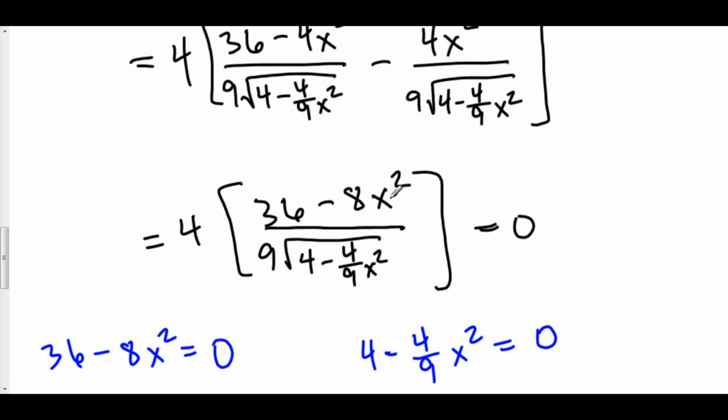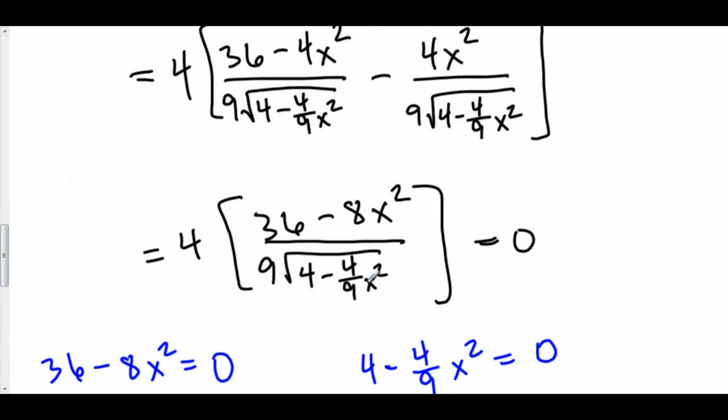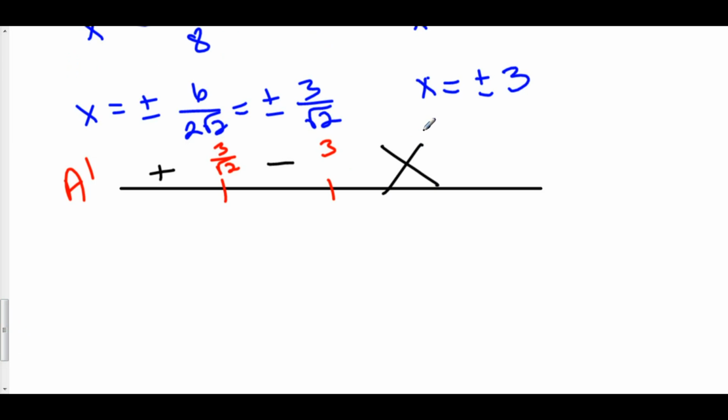36 minus 8 times 2.5 squared, that's negative. Divided by, this is still going to be positive down here. So we have a negative divided by a positive is negative. And to the right of 3, well, to the right of 3, this doesn't exist because we would have the square root of a negative number. So we're not going to concern ourselves with what's over there. That's not existent. That means that we have a relative max at x equals 3 over root 2.